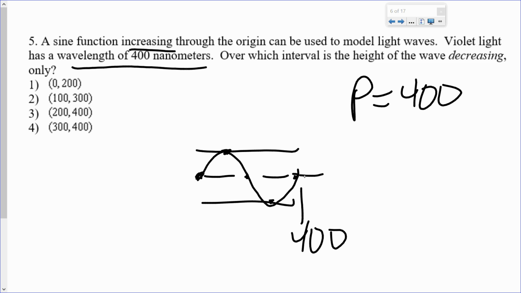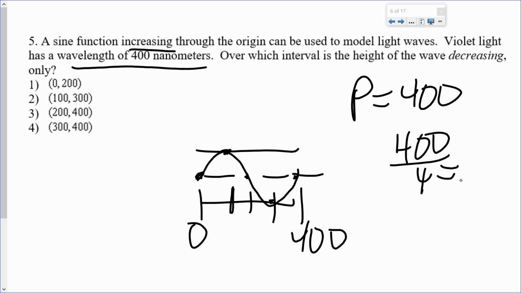Now, it wants to know over which interval the height of the wave is decreasing. So I need my x values. So I need my dashes. 1, 2, there's always a total of 5 points. This is 0. Now, we talked in earlier lessons, if I want to find out how much each dash is worth, I do the period divided by 4. The period divided by 4 will always tell you how much each dash is worth. So that makes this 100, 200, 300, and then of course I have 400.